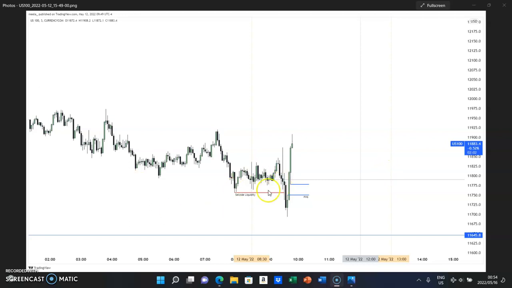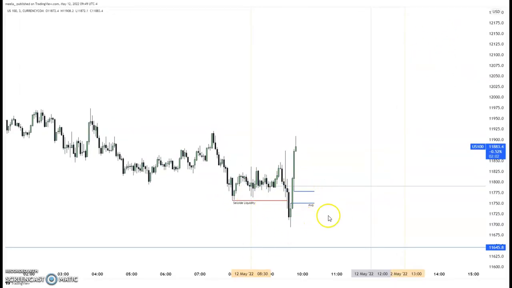So this was the screenshot which I was looking at, the trade. I took a screenshot of the trade, just to show you guys what I was looking at beforehand.